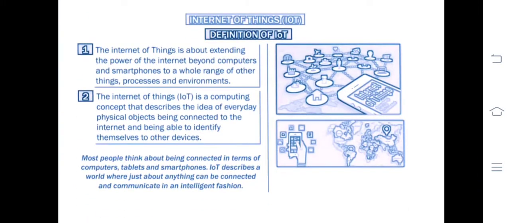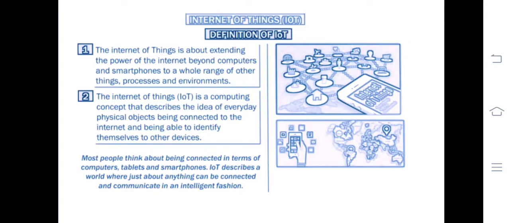So the definition of IoT: after seeing the examples, now you can conclude that Internet of Things is about extending the power of the Internet beyond computers. The Internet is not only restricted to your computers or your mobile phone. Now it is extended to your agriculture field also, to your taxi also, to your refrigerator also. So it is beyond the supercomputers or smartphones to a whole range of other things, processes and environments. Because a biosensor is also doing the same work. It senses the character of the environment.